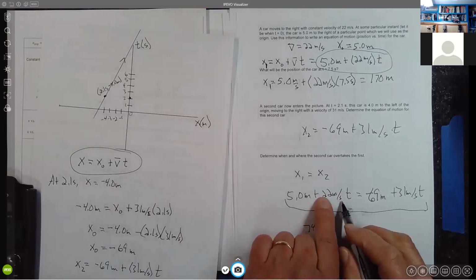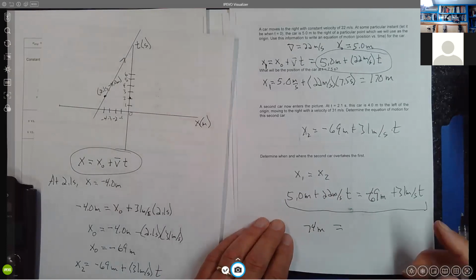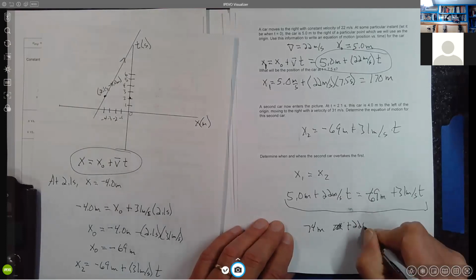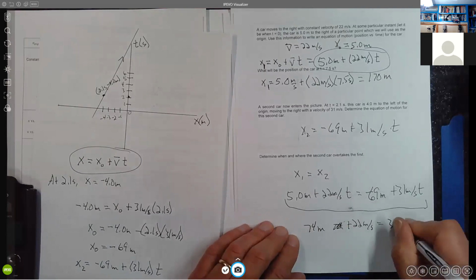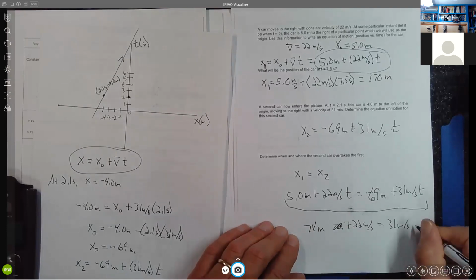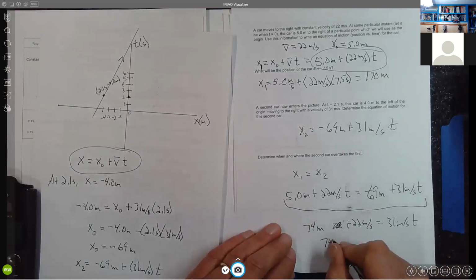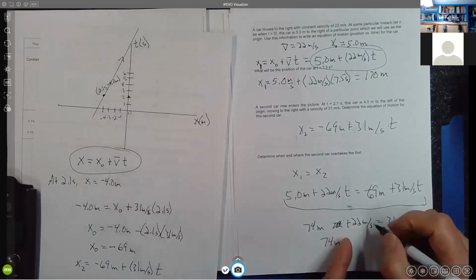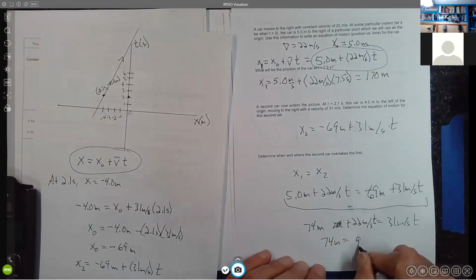Subtract 22 meters per second from each side. I tend to do two algebra steps at once. Sorry about that. Maybe I'll convert it into two. 22 meters per second equals, I already got rid of the 69 over there, 31 meters per second times t. Subtract this from both sides, and I'll have 74 meters equals 31 meters per second times t minus 22 meters per second times t. Forgot that, is equal to 9 meters per second times t.